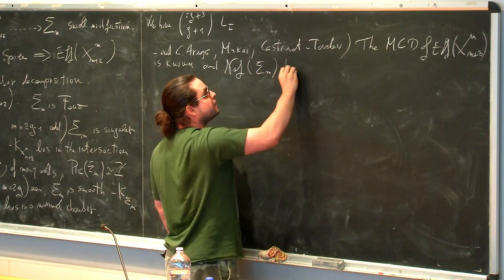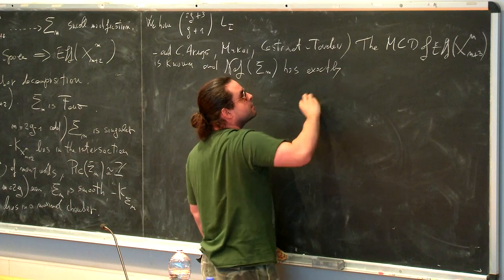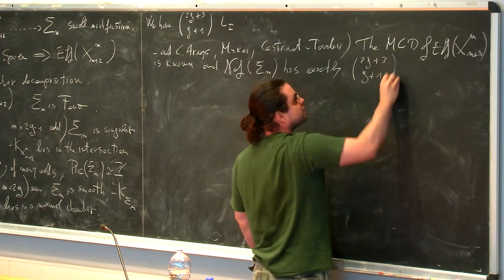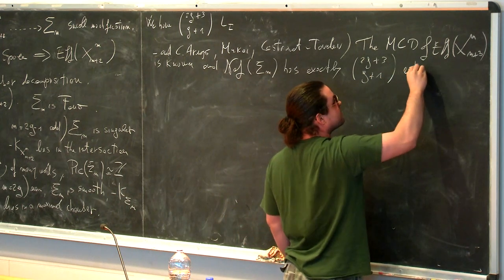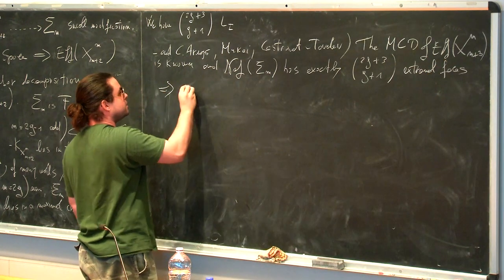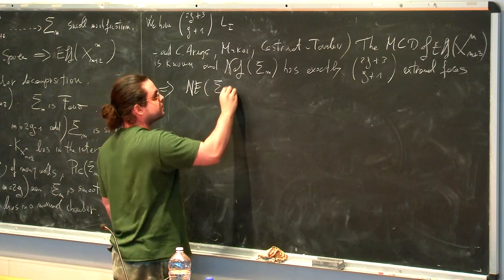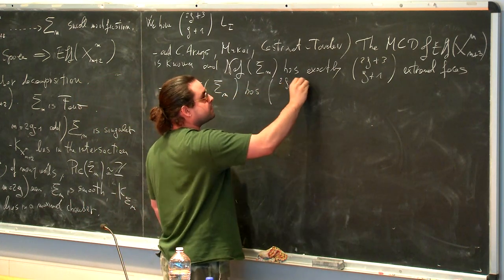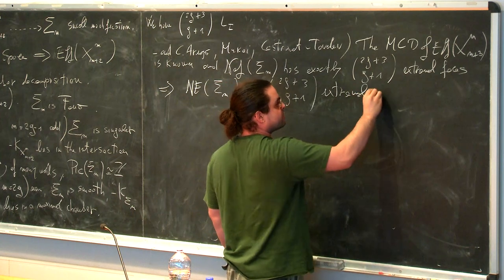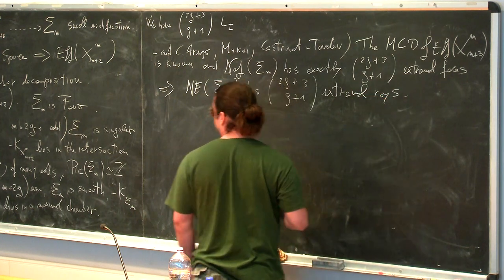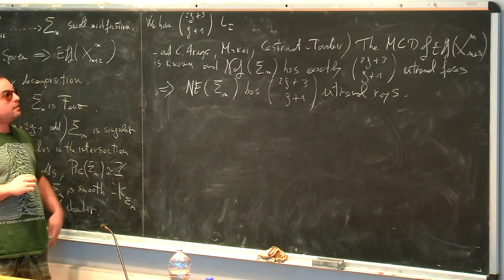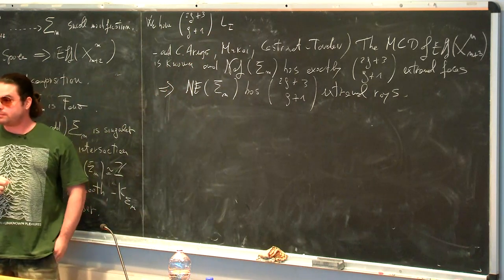The nef cone of sigma m is exactly that number of extremal faces. So dually, this says that the Mori cone has that number of extremal rays. Because the Mori cone, as you know, is the dual of the nef cone. Okay. So now the only thing that is left to prove is that these classes here are indeed extremal.